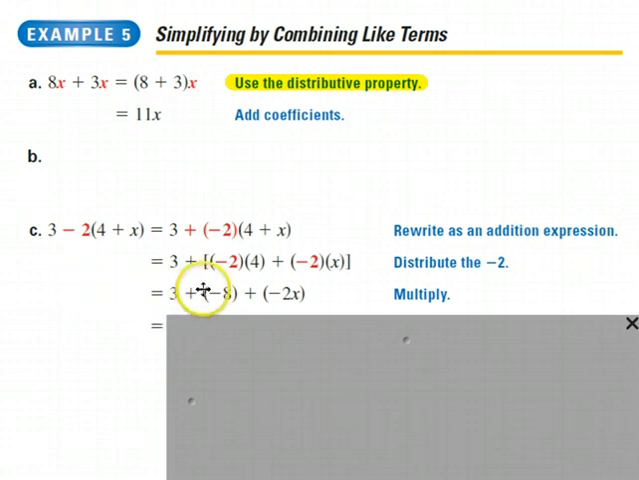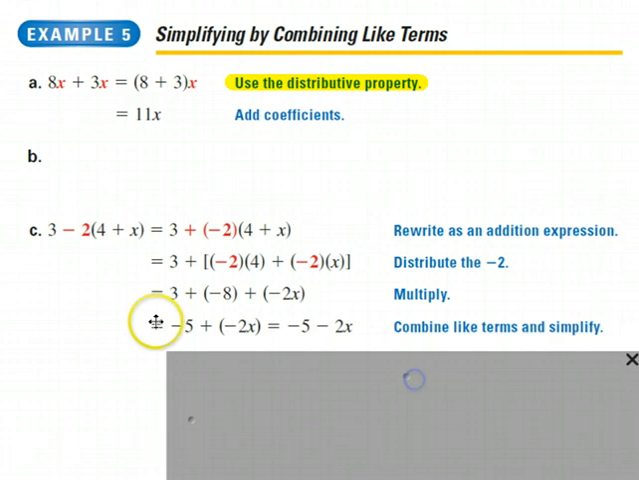So we've got 3 plus this multiplied plus this multiplied. Negative 2 times 4 is negative 8. Negative 2 times x is negative 2x. And now 3 plus negative 8, in other words 3 minus 8, minus 2x. Well, 3 minus 8 is negative 5. Minus 2x, negative 5 minus 2x. And that's your answer there.